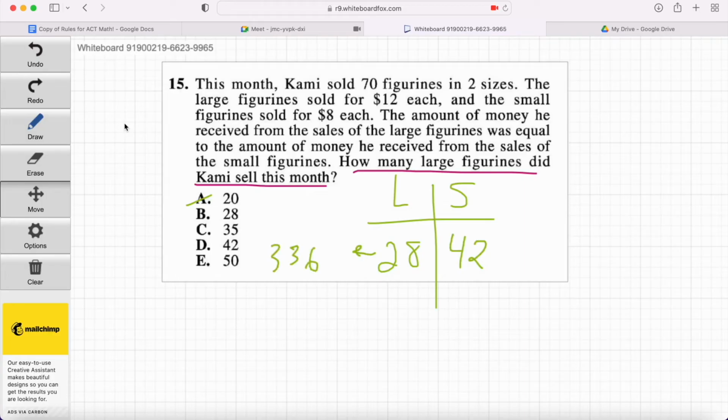How much from the small figurines? 12. Okay, 42 times 8. 336. Oh, there we go. That should be it.